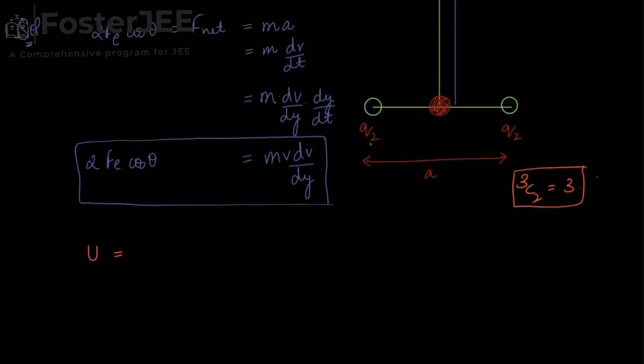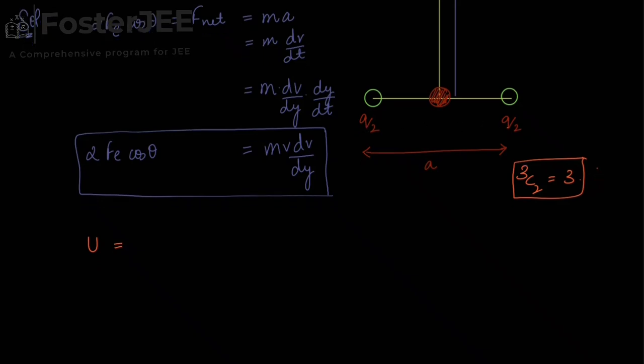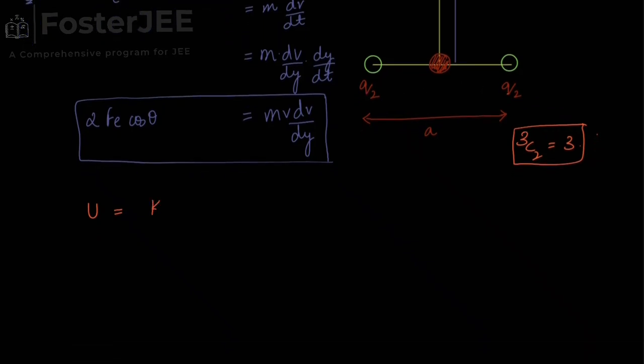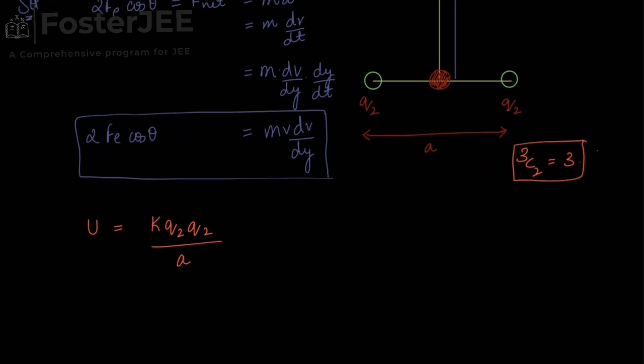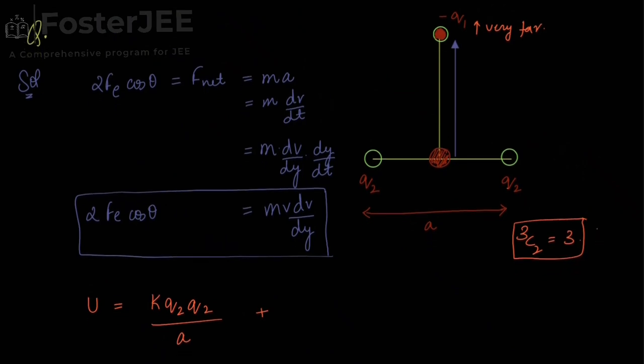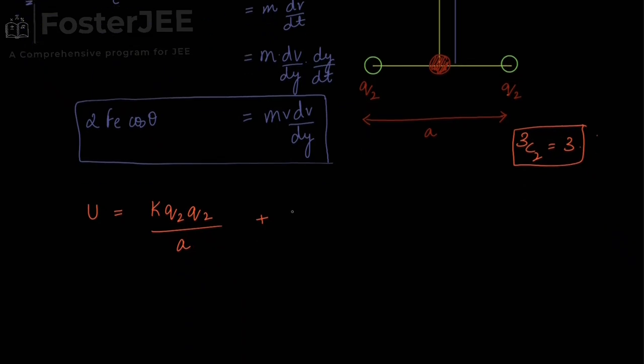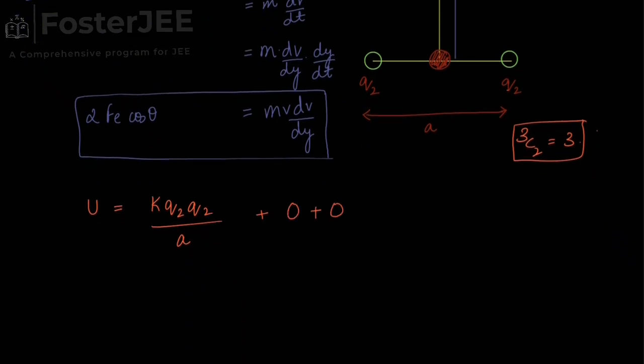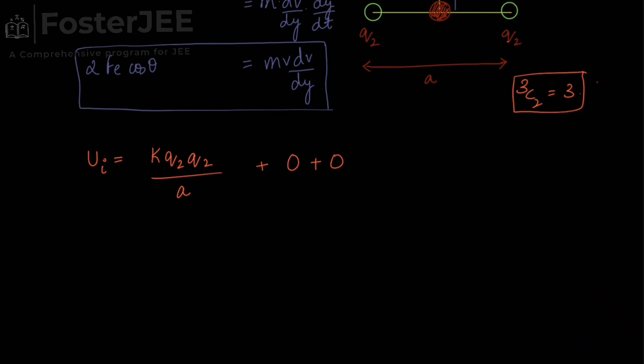So let's write these 3 terms. First of all, the interaction between these two charges. What will be that? K Q2 Q2 upon A, plus, since this charge is very far, its potential energy is negligible, so we will write 0 plus 0. So the initial potential energy of the system is K Q2 square upon A. Let's call this our first equation.